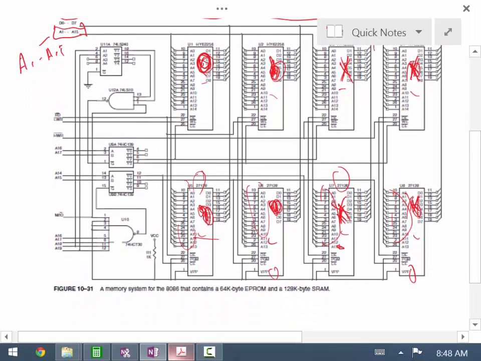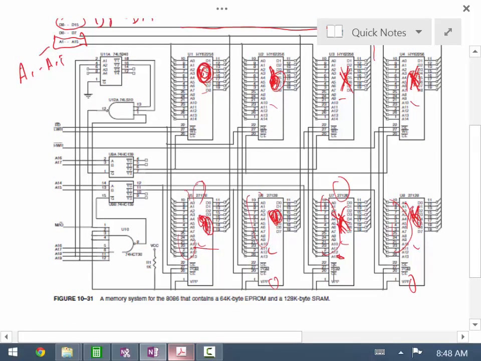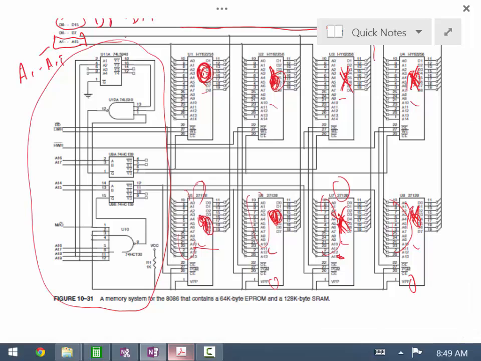Now we get into the heart of this circuit, this part right here, and we're going to go through that in a little bit more detail. This is the memory decoding part right here. This is what tells us which of the 4 banks are selected. So when we look at this circuit, you have to look at this.